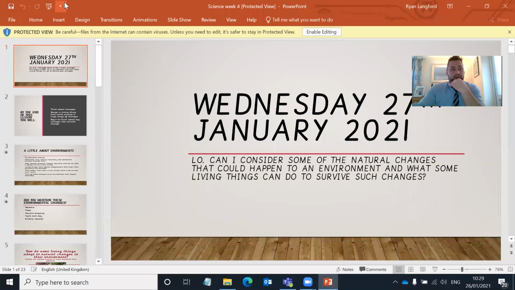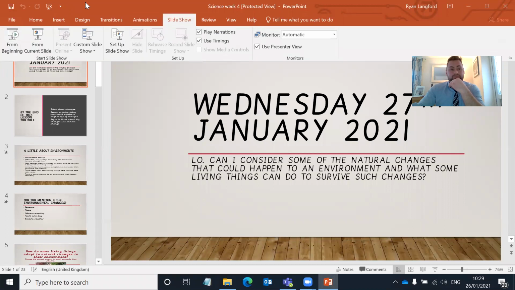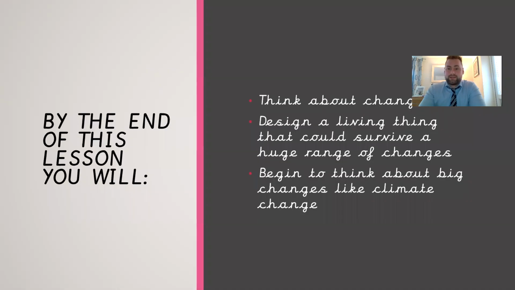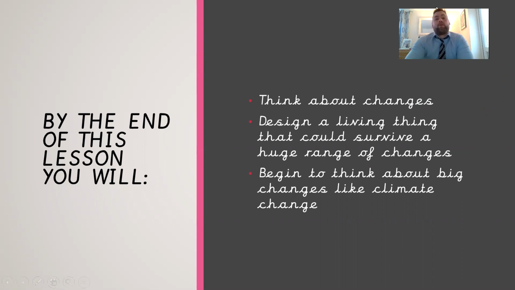In today's lesson, we are going to look at how nature itself can have an impact on our wildlife and our natural world. So today we're looking at what environmental changes can happen and what living things do to survive these changes. By the end of the lesson, you're going to create your own animal, which will be interesting, which could survive a huge range of changes, and then think about big changes like climate change as well, which will come into it later.